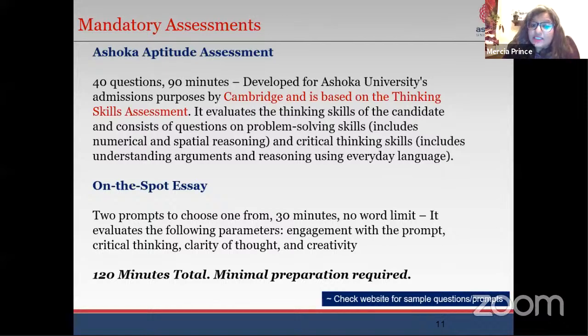So this is 90 minutes. If you do get compensatory time, then that would be an extra 30 minutes for those for whom the admissions committee approves compensatory time because of your particular concern.